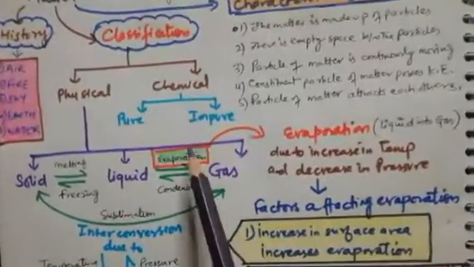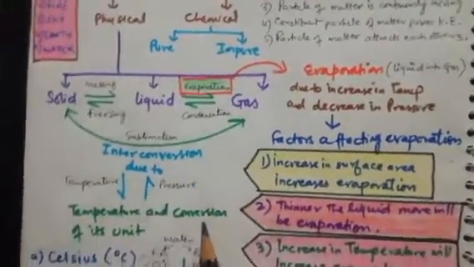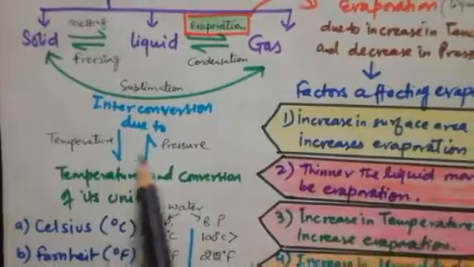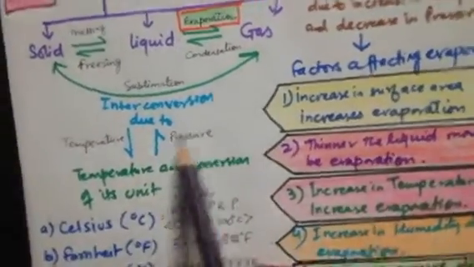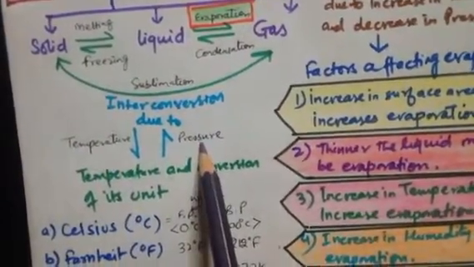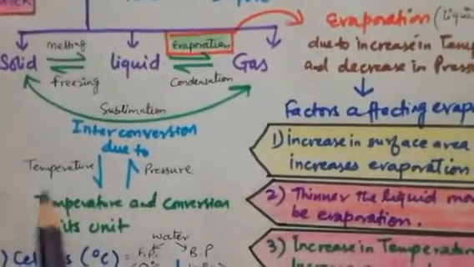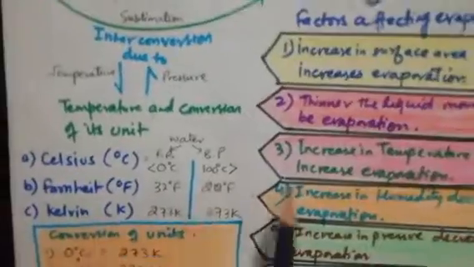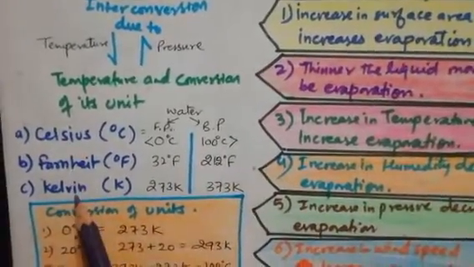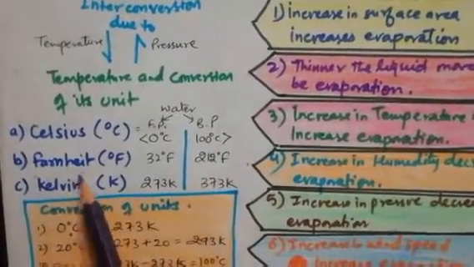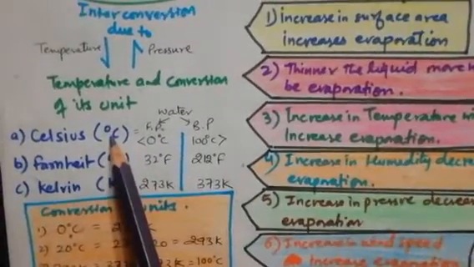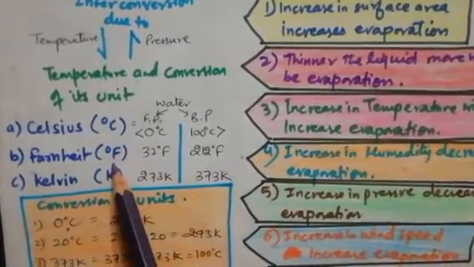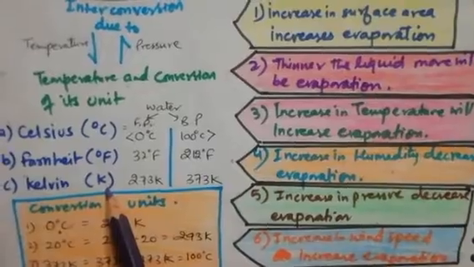So now if we talk about interconversion, there are basically two factors because of which interconversion occurs: the change in temperature and the change in pressure. Due to change in temperature and pressure, the interconversion can occur. We have three different units of temperature: Celsius, Fahrenheit and Kelvin. Celsius is represented by degree Celsius, Fahrenheit by degree Fahrenheit, and Kelvin by K.